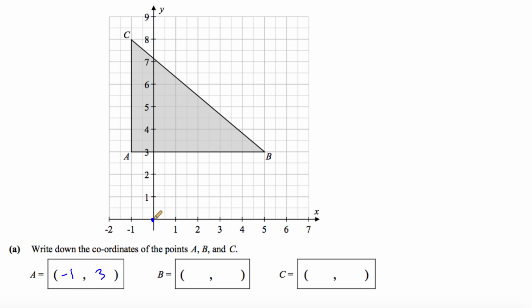So from the origin to get to B, we go right to 5 and up to 3. And to get to the point C, from the origin we go left to minus 1, and then up to 8. So minus 1, 8. So that's our coordinates of A, B and C done.